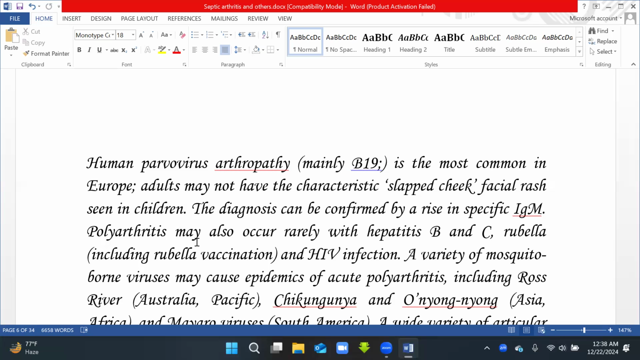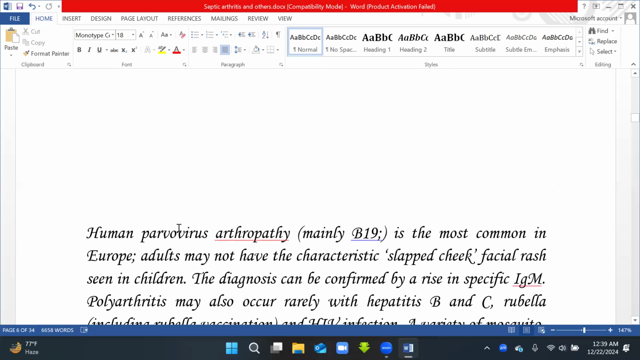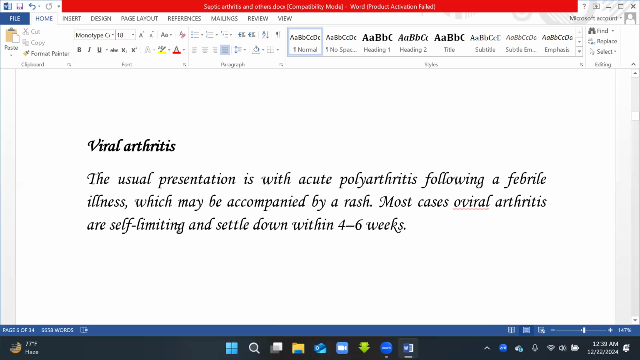It is the most common in Europe, and adults may not show the characteristic sign of that B19 virus, known as the slap cheek facial rash. But in children, you see the slap cheek facial rash. So this viral infection, when it affects the individual, may actually lead to viral arthritis.